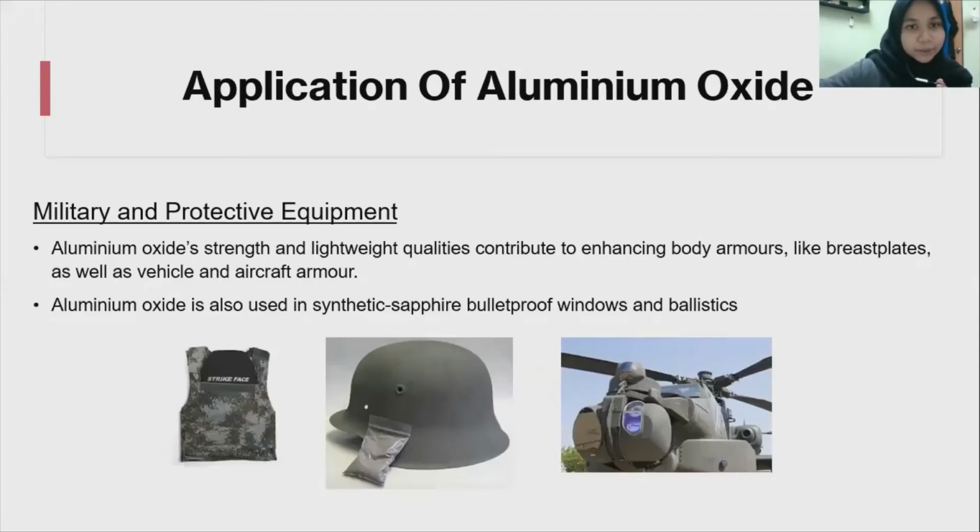For military and protective equipment, aluminum oxide's strength and lightweight qualities actually contribute to enhancing body armors like breastplates, as well as vehicle and aircraft armor, and is also used in synthetic sapphire bulletproof windows and ballistics. Next.